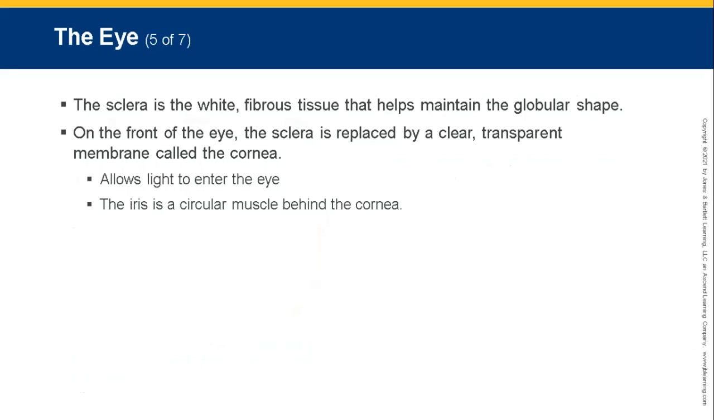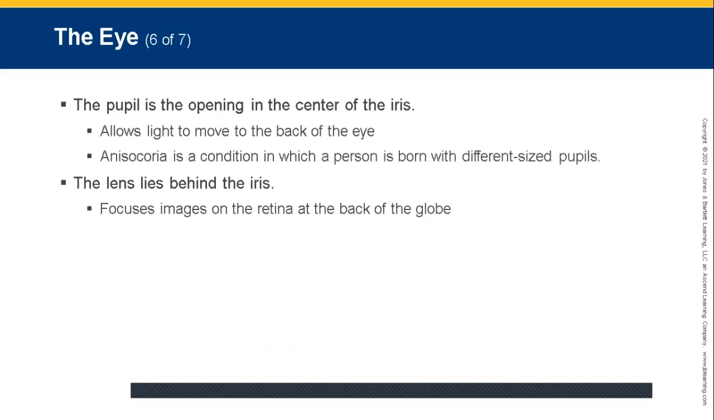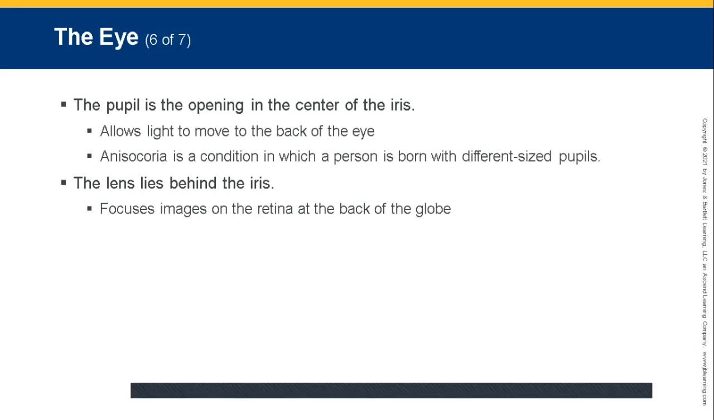The iris is a circular muscle behind the cornea. The pupil is the opening in the center of the iris, and it allows light to move to the back of the eye. Anisocoria is a condition in which a person is born with different sized pupils. The lens lies behind the iris, and it focuses images on the retina at the back of the globe.